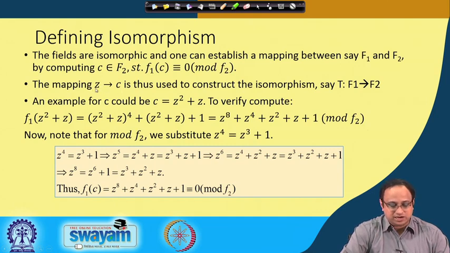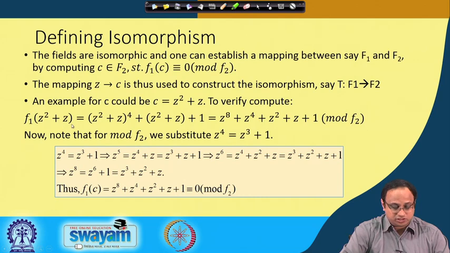You can easily understand Z will satisfy F1 in the first field, but not C. So, what I am trying to do now is that because C is an element in F2, if they are equivalent, then C should satisfy F1, but modulo of F2, and this trick will work. So, let us see how we can develop a mapping using this observation. For example, suppose I take C equal to Z square plus Z. So, to verify, I calculate F1 of Z square plus Z.